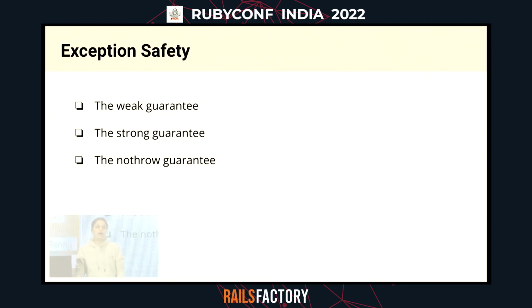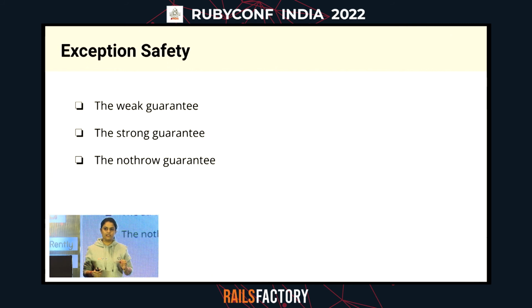Some methods can destroy potential user data. Such methods are critical. You can't afford them to fail. In this case, you should have a better understanding of your method's behavior. Depending on the method's behavior, there are 3 exception safety levels.